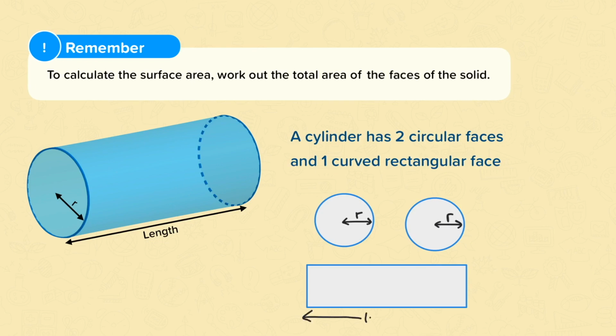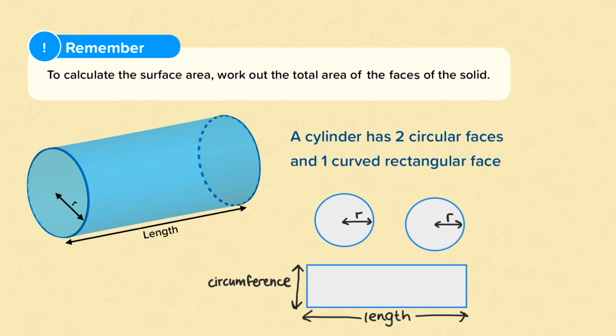So the length is the length that is given to us on the diagram. And then the width is something that we will need to work out. Now, if you imagine this rectangle is wrapping around the circles, that means the width of the rectangle will need to be this distance here. So this length would be the circumference of the circle.